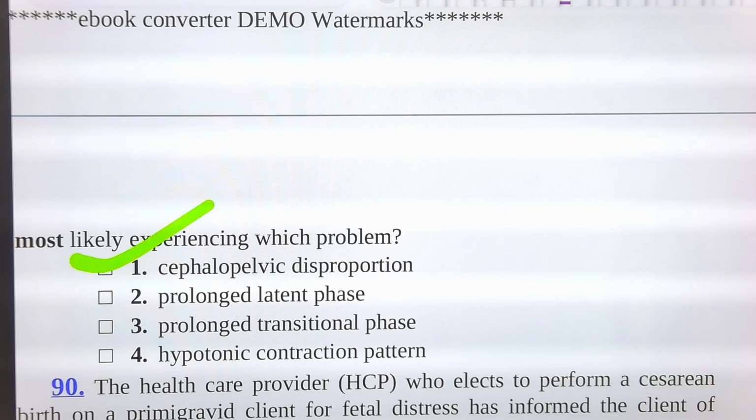Cephalopelvic disproportion will be the right answer because there is no change in the cervix dilation for 2 hours. तो हमको क्या सस्पेक्ट हो सकता है कि पेशेंट को cephalopelvic disproportion है.